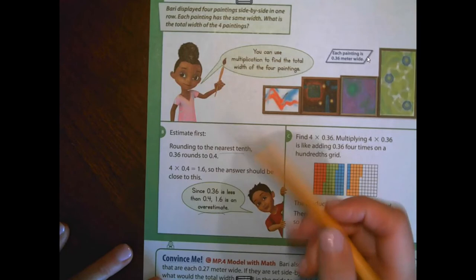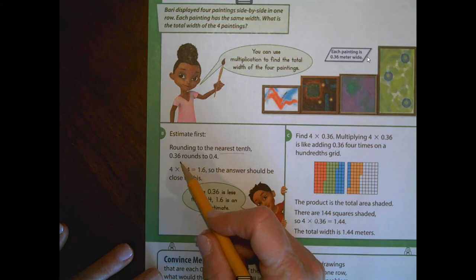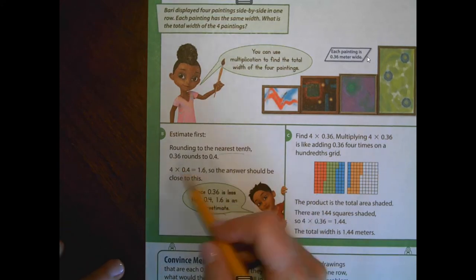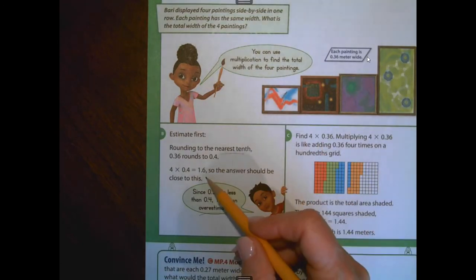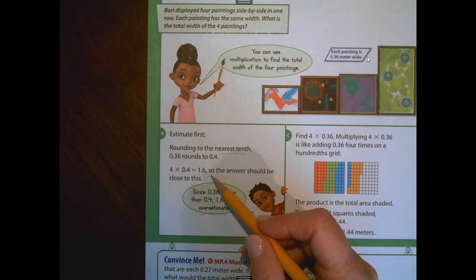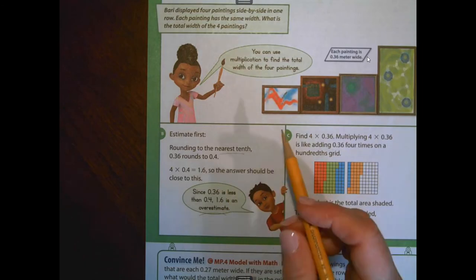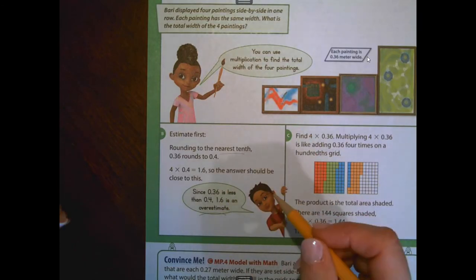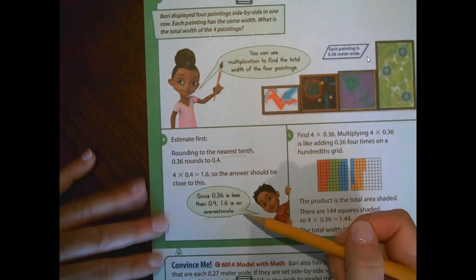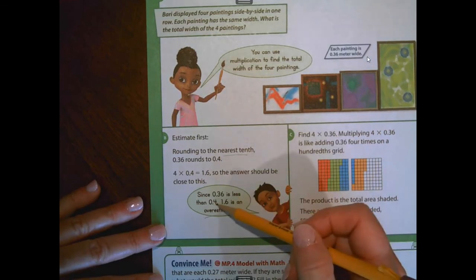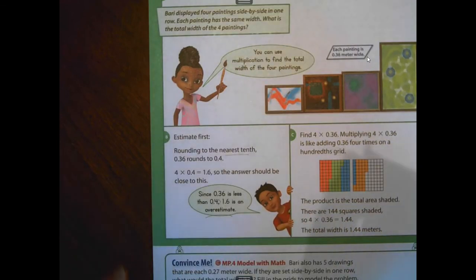So the first thing we're going to do is round our decimal number to the nearest tenth. 36 hundredths rounds to 4 tenths. So 4 groups of 4 tenths, 4 times 4 tenths, is going to give us 16 tenths. So the answer should be close to 16 tenths. And we know that our estimate is a little bit over the actual product, since 36 hundredths is less than 4 tenths, which is the equivalent decimal to 40 hundredths. Then 16 tenths is going to be an overestimate.